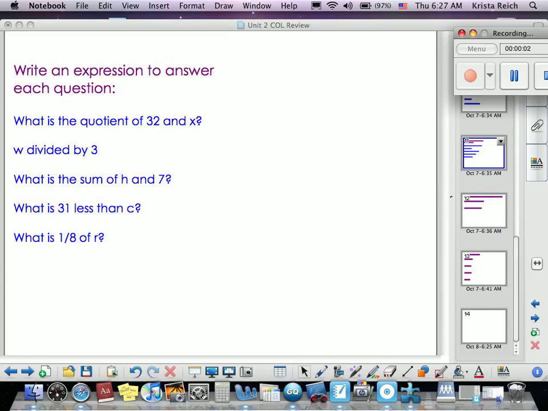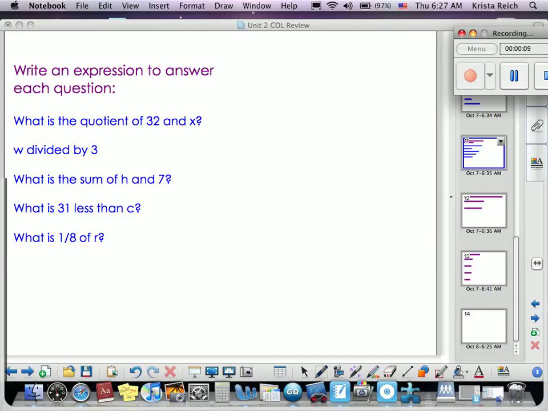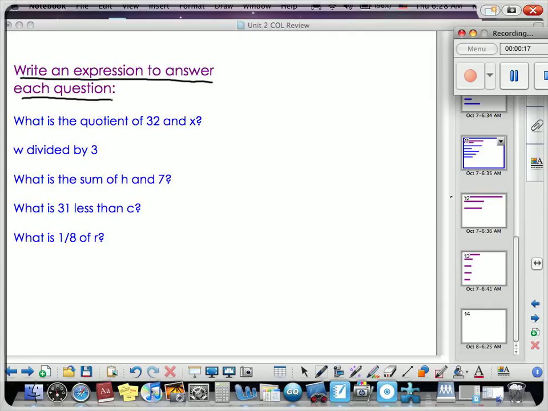Okay, so another part of your exam is also dealing with expressions, but you're going to see them in the form of a question, and the directions are going to say, I want you to write an equation to answer each question. Now, you do not have to solve these, you're still just writing an expression. I believe actually you had examples of these on your quick quiz over expressions.